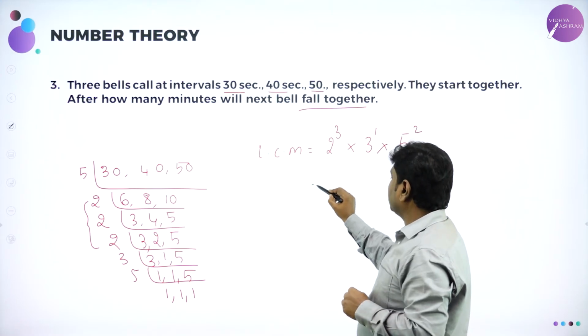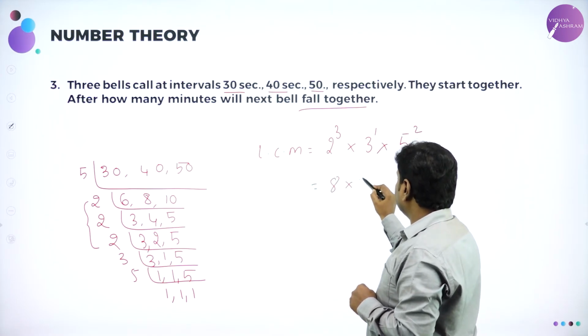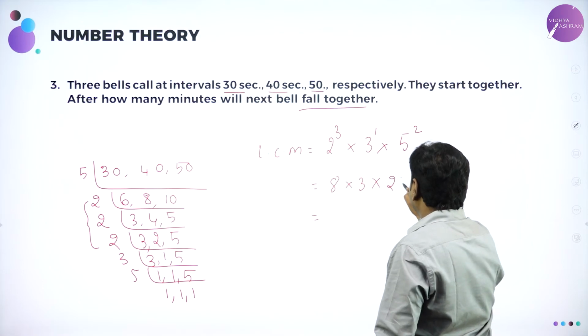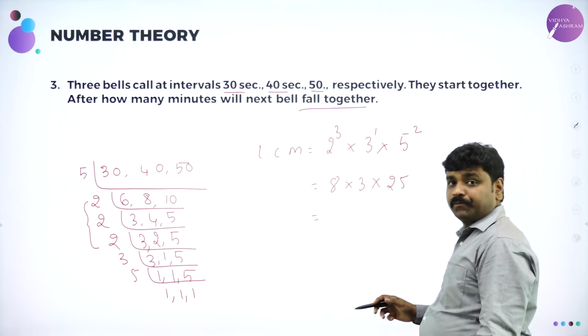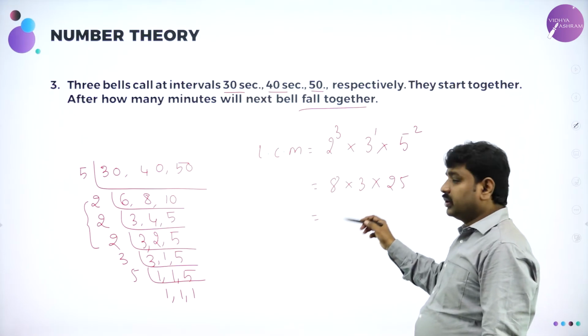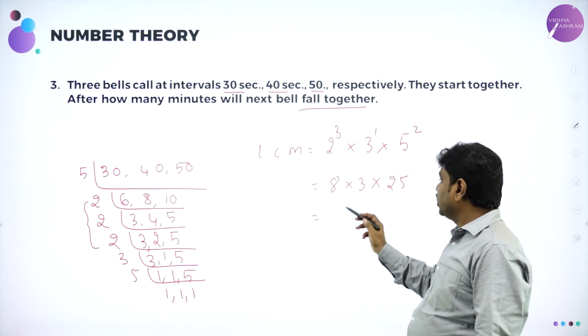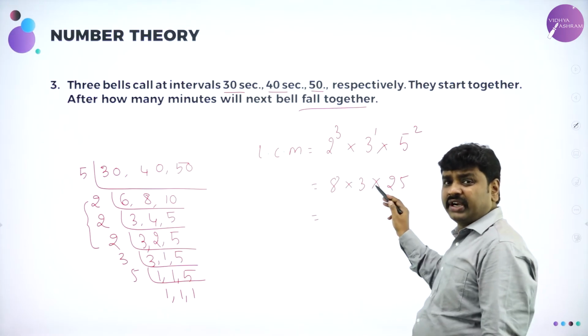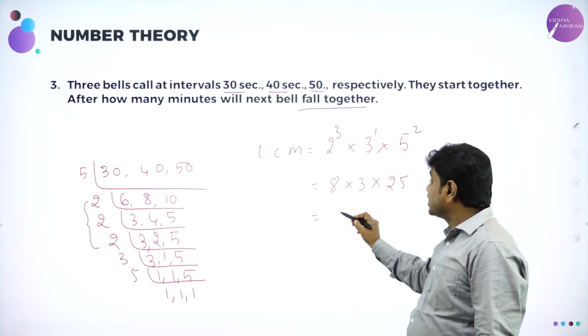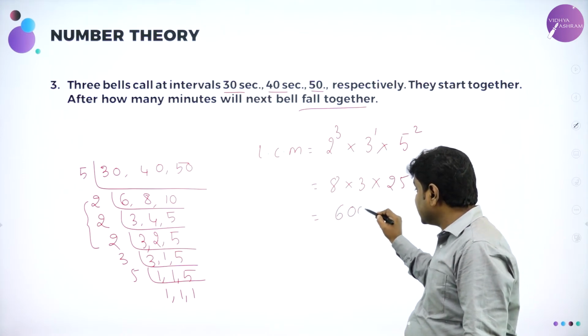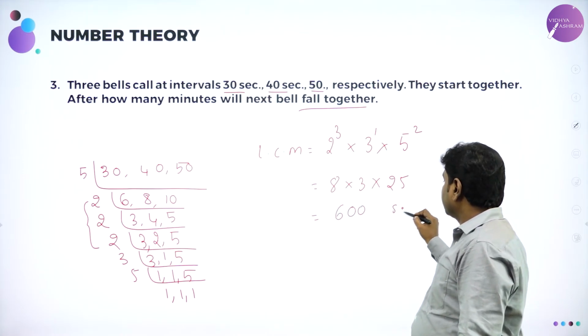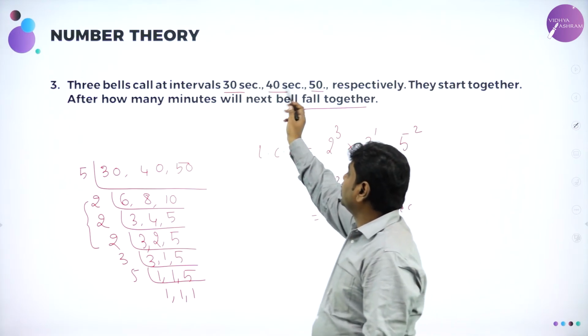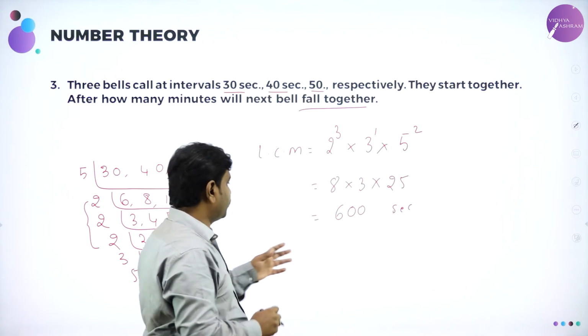Now simplify this. All of you know 2 cube is 8, 3, and 25. Now you multiply: 25 into 8 is 200, 200 into 3 is 600. 600 seconds is the LCM. So these 3 were in seconds, 30, 40, 50, and the LCM is 600 seconds.